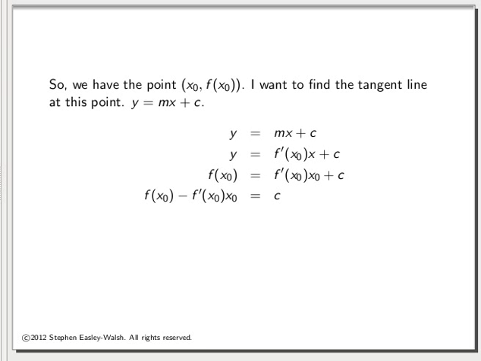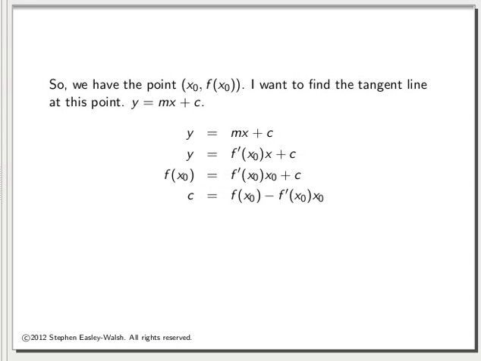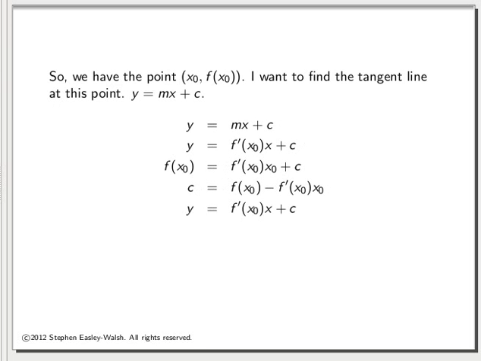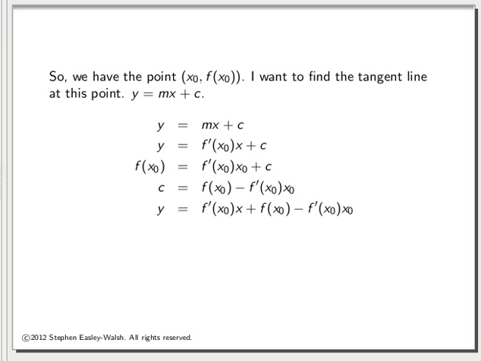That looks a little ugly, so let me put it on the left. Happy now? I found the c. So what do I do next? I just substitute it back in. So let me grab my second line, and now I know what the c is, so let me put in what the c is. There you go. There is the equation of the tangent line.